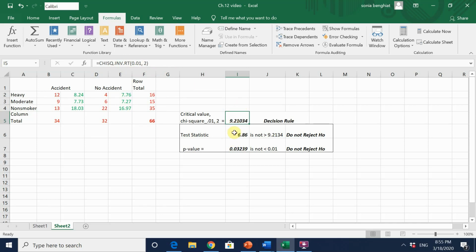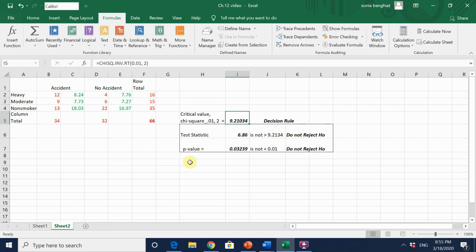Now, with these two values identified, I can now make a decision. The decision rule being that if my test statistic is greater than my critical chi-square, then I can reject the null hypothesis. Over here, my test statistic of 6.86 is not greater than my critical chi-square of 9.21. Hence, I do not reject the null hypothesis.